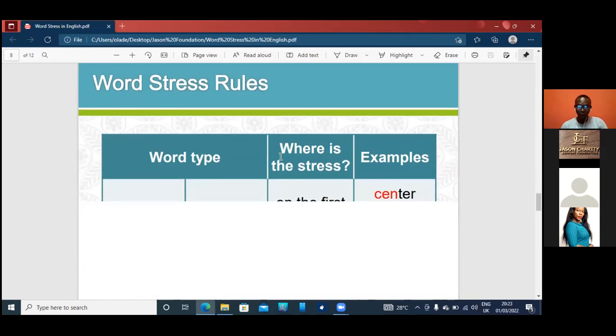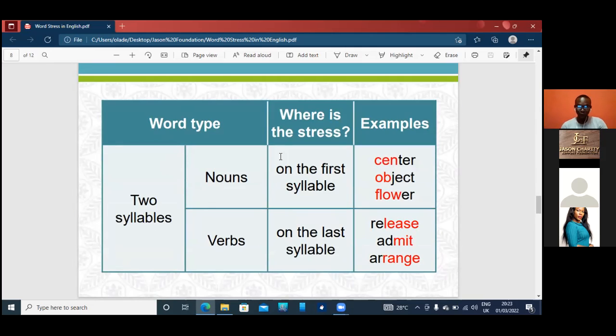When you have a disyllabic word, a word with two syllables, if the word is a noun, in most cases it is stressed on the first syllable. Did you get that? Yes, sir.